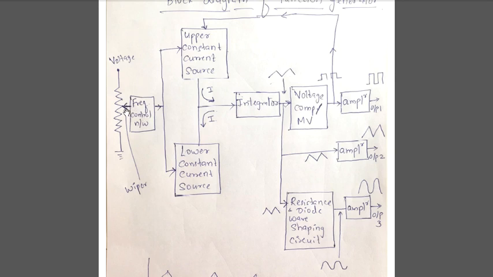When you change the position of the wiper, it means the voltage at the wiper will change. Suppose earlier the voltage was 3 volt, and when you have changed the position of the frequency knob over here, the wiper has changed its position, and now instead of 3 volt the wiper has a voltage of 5 volt. So the 3 volt that earlier went to the constant current sources is now replaced by 5 volt as the input these current sources are receiving.